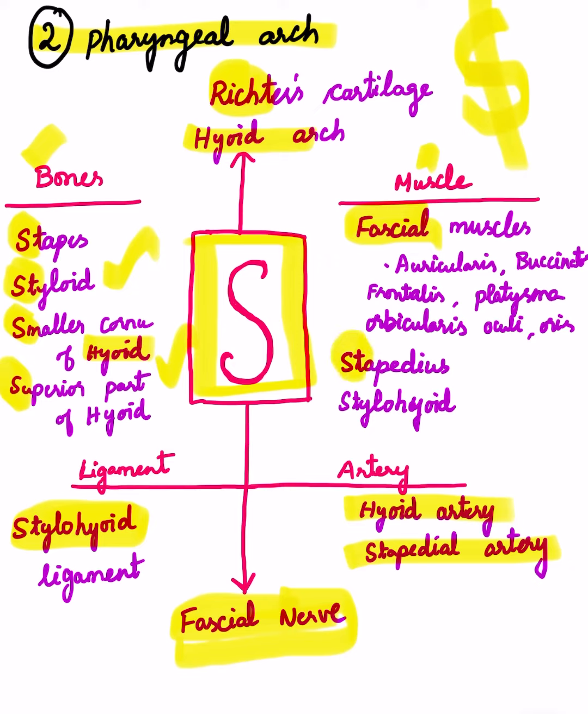the second pharyngeal arch. The styloid process and hyoid bone, as well as the stylohyoid ligament, are derived from the second pharyngeal arch. The stylohyoid muscle is also derived from the second pharyngeal arch.